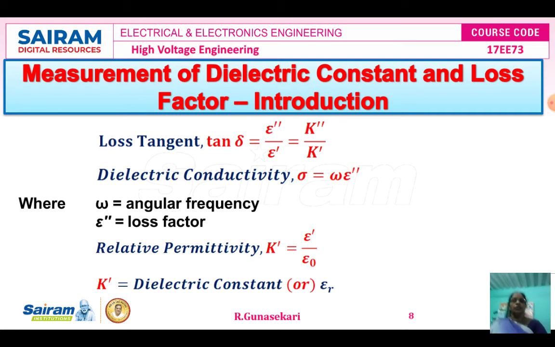Then how can we calculate the dielectric conductivity sigma, that is equal to omega epsilon'', where omega is the angular frequency and epsilon'' is the loss factor. How to calculate the relative permittivity K', that is equal to epsilon' divided by epsilon naught only. Epsilon naught is the absolute permittivity. The K' represents the dielectric constant or relative permittivity epsilon r.